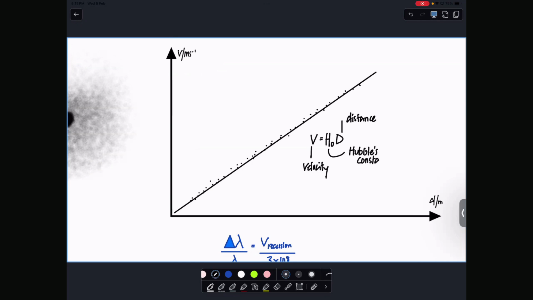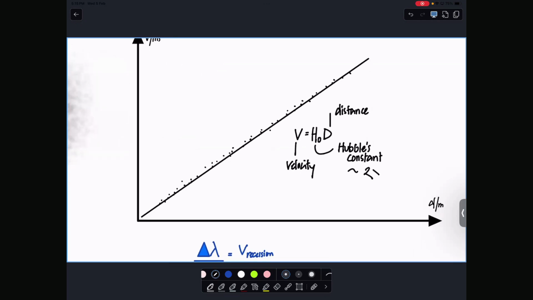Controversial because its current value is debated. 2 into 10 to the power minus 18 per second is one of the values out there with an uncertainty of 400%. That means it's 400% uncertain, obviously. That's what it means, right? But we're still okay with it. You know why? Because it means that this number could be 4 times more or 4 times less.